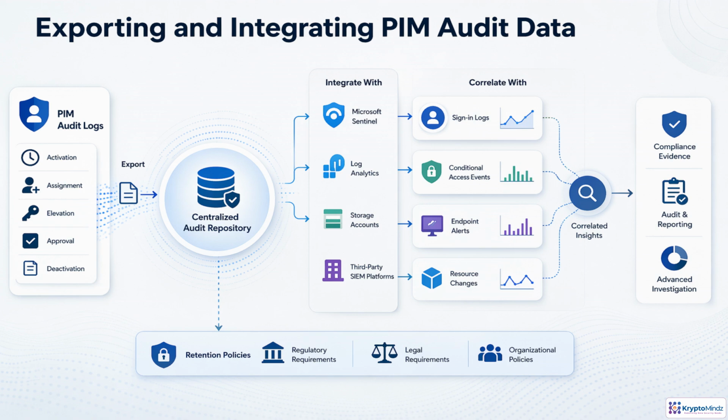Those audit records should not stay isolated inside the admin experience. Export PIM audit data into a centralized repository so activation, assignment, elevation, approval, and deactivation events can be retained and searched over time. From there, send the data to Sentinel, Log Analytics, Storage Archives, or a third-party SIEM. The real value comes from correlation. Matching privileged activity with sign-ins, conditional access decisions, endpoint alerts, and resource changes turns raw audit records into investigation context, compliance evidence, and reporting. Retention should be defined deliberately based on regulatory, legal, and organizational requirements.